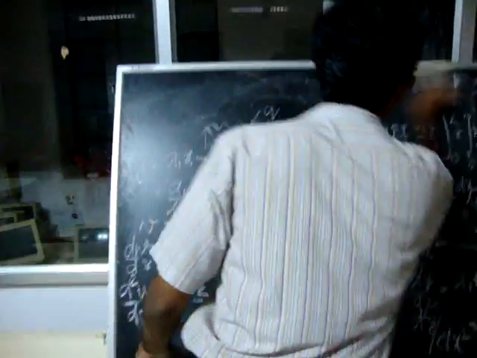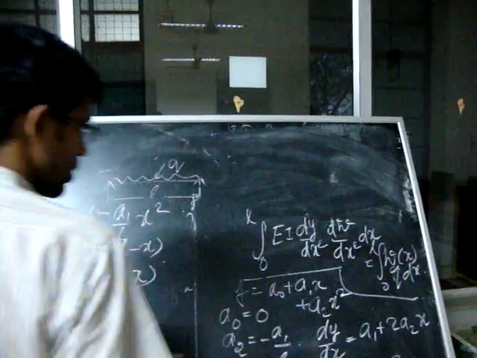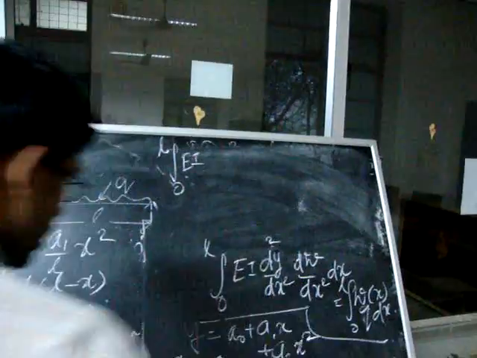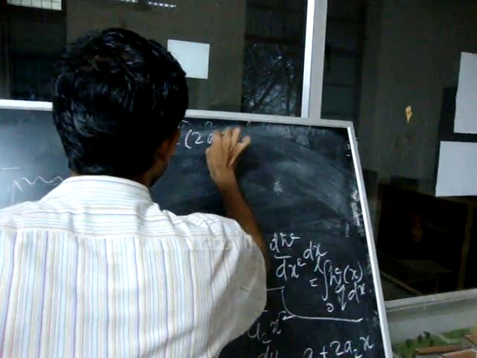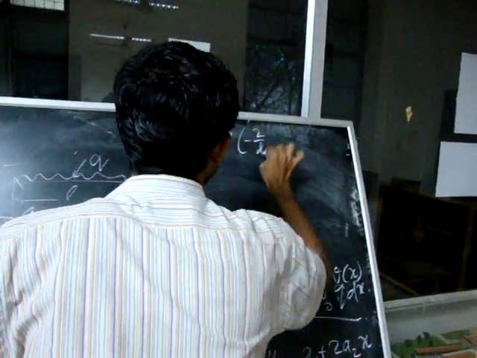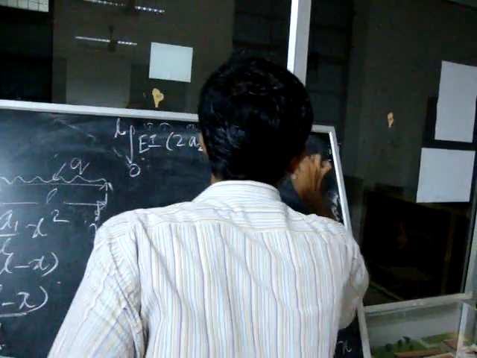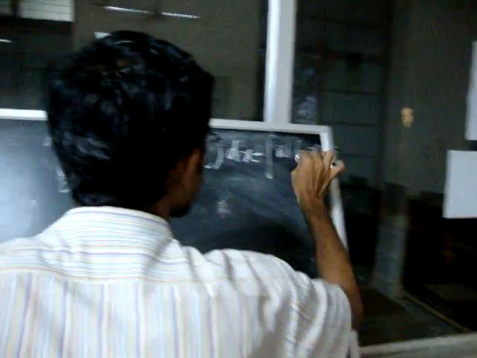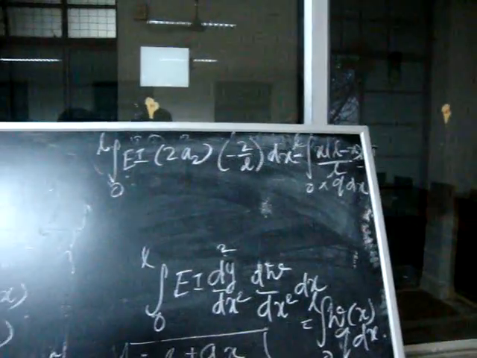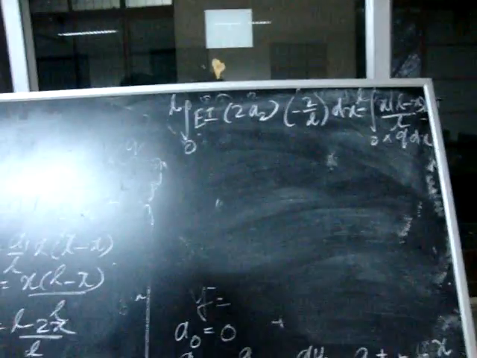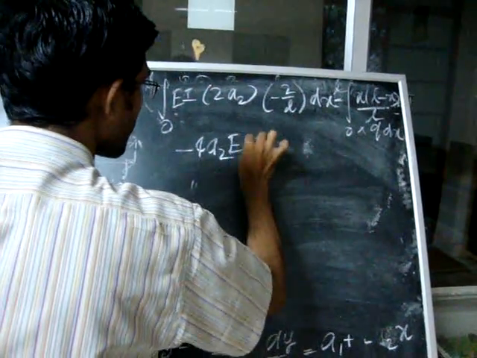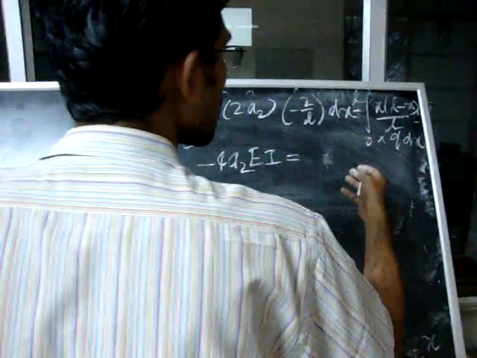And substituting this here: integral 0 to L EI, instead of d2y by dx2 I have 2a2, and instead of d2w by dx2 I will have minus 2 by L, dx, which is equal to the integral of x into L minus x by L, which is the weight function, into q dx performed over the limit 0 to L. Here I have only the dx term, so I will have L. So minus 4a2 EI.